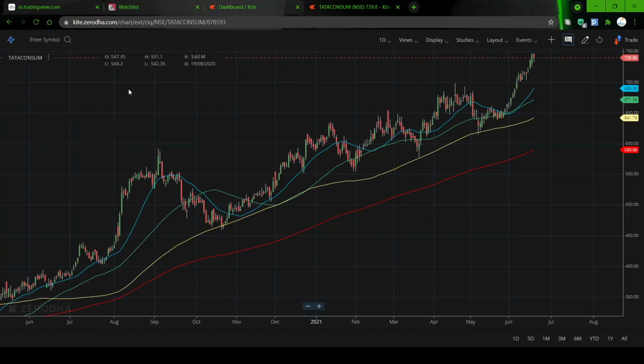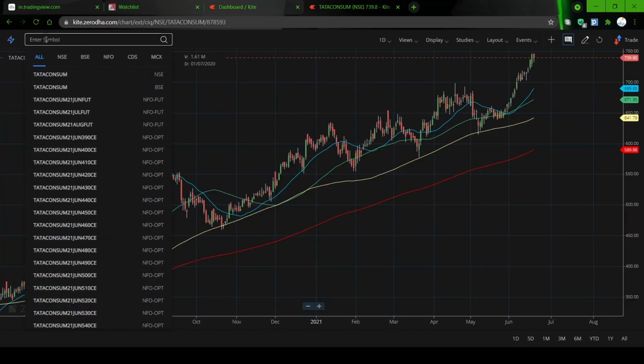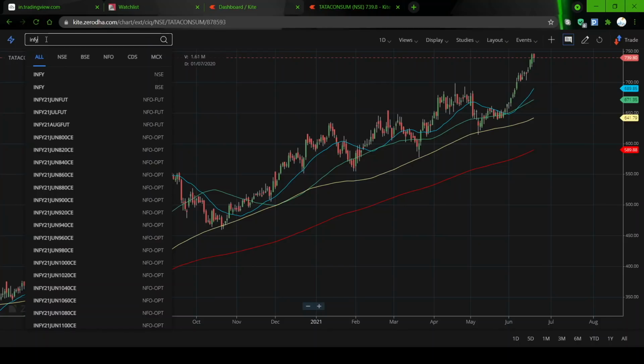So now let us see one more stock, just for your example. Another all-time high stock. Let us take Infosys.